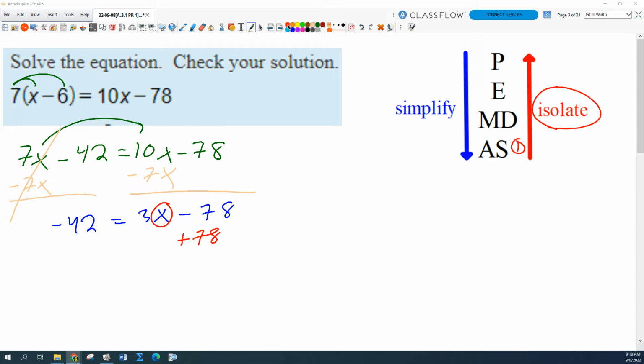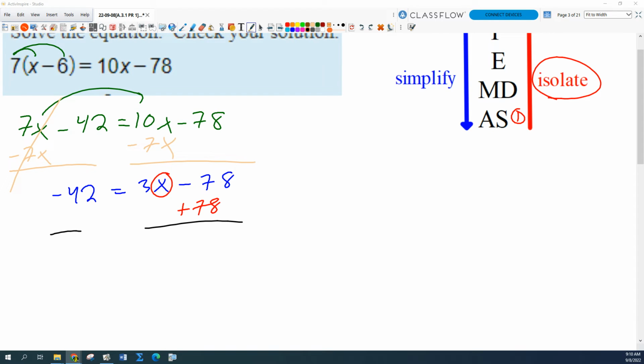Okay, if I do that, we get negative 42 equals, well, sorry, we get not negative 42. I have to add my 78, don't I? What's negative 42 plus 78, somebody? Positive or negative? Positive 36. There we go.